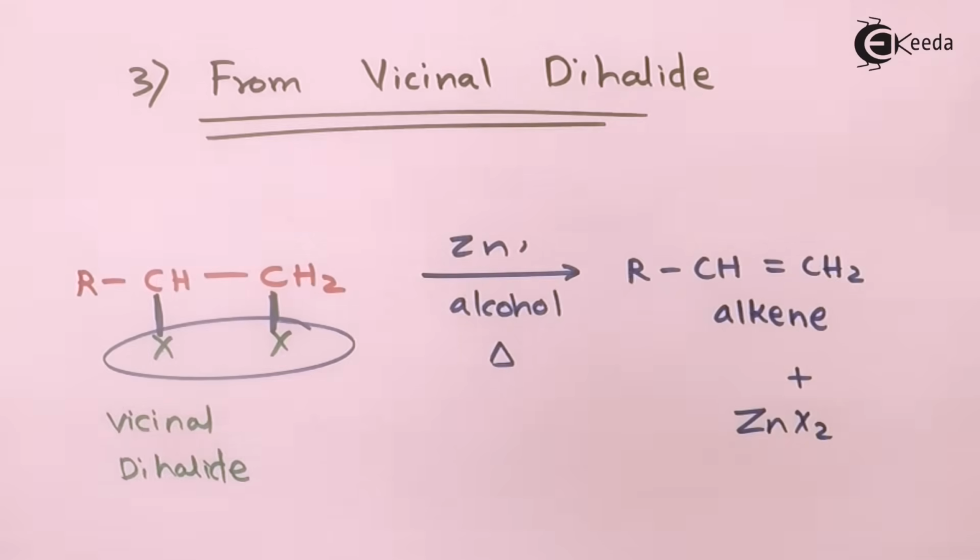So this is a general reaction that I have expressed, and let me give you a few examples of that. This is the main concern that we have to take: for conversion of a vicinal dihalide to an alkene, zinc is being used, in an alcoholic condition, and we have to heat it. Let me give you a very simple example, the first member of the vicinal dihalides, like this one.